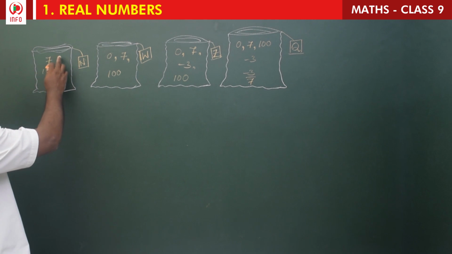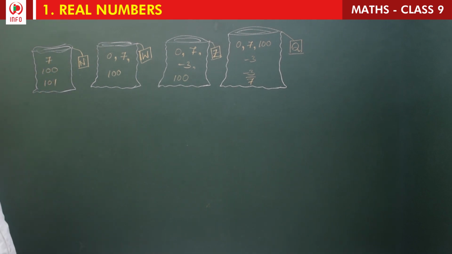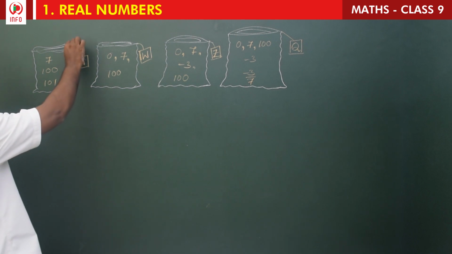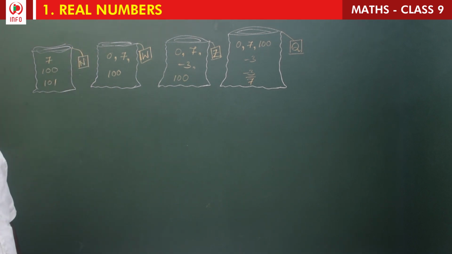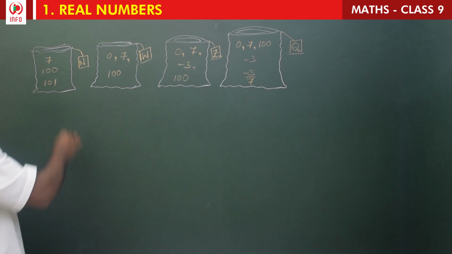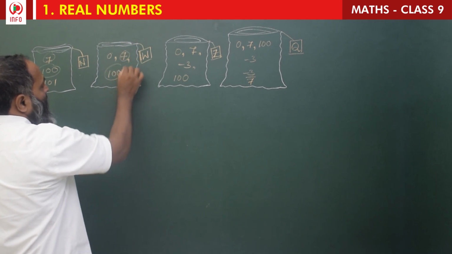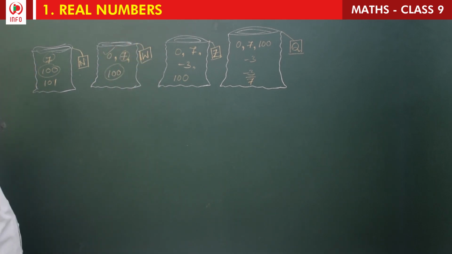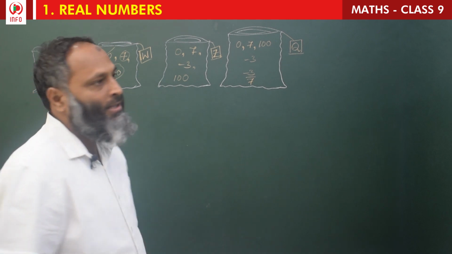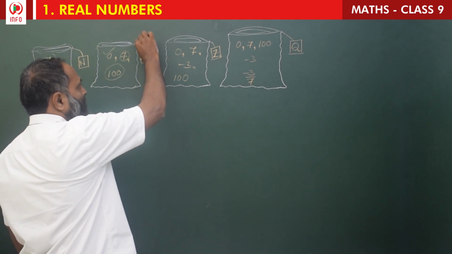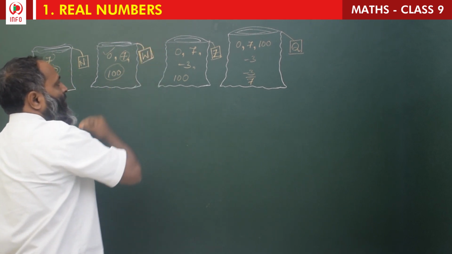See here, in the first bag 700 and 101. All these are natural numbers, so this is a set of natural numbers. And here 7 and 100 are there, and also 0 is there. When 0 is there, that means this is a set of whole numbers.